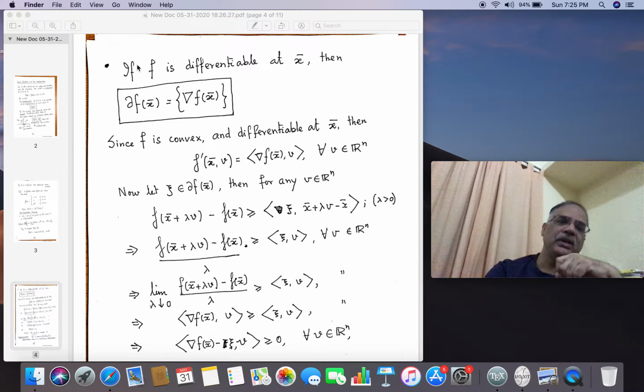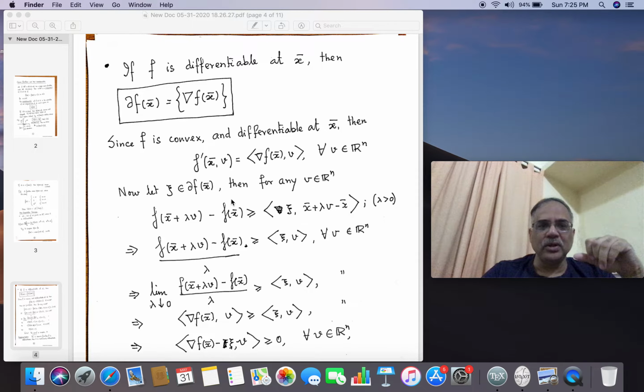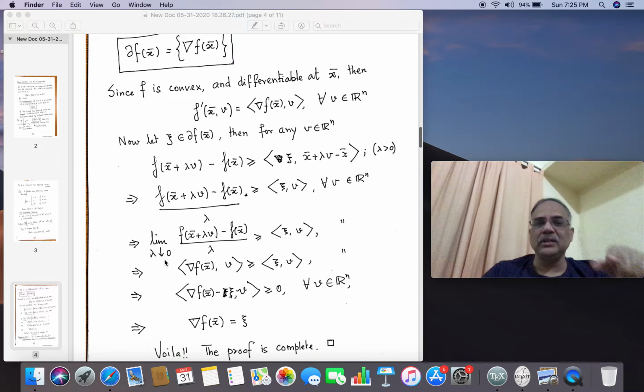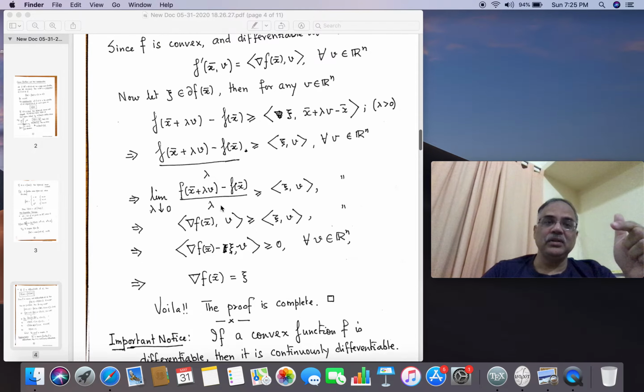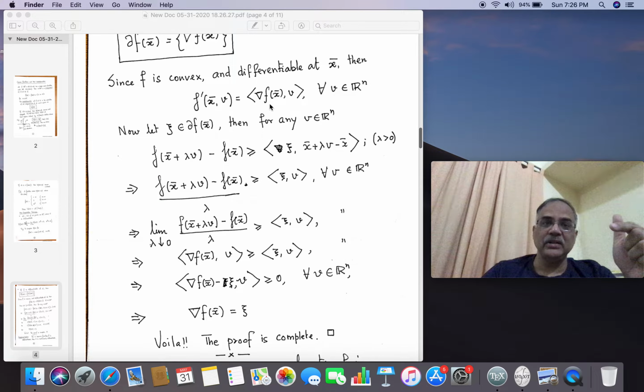So now if you take xi an element of del f(x bar), any xi, and if you take any point x bar plus lambda v where lambda is greater than 0, then the first line that you see here is a subgradient inequality. Then you take the lambda out, divide by lambda, and take the limit as lambda tends to 0. Lambda down arrow 0 means lambda is greater than 0 but tending towards 0. Then this is nothing but the directional derivative by definition, and that is equal to grad f(x bar) v.